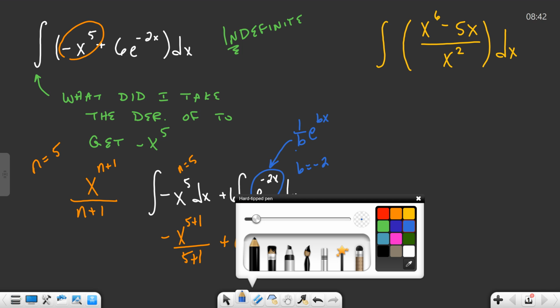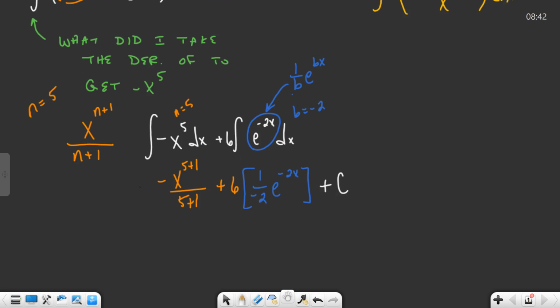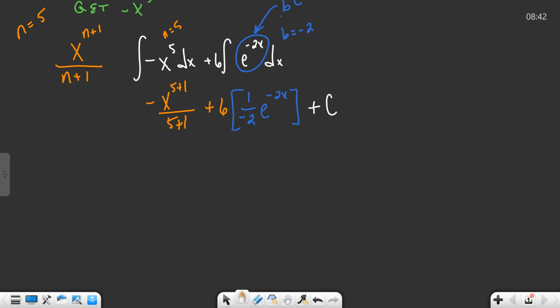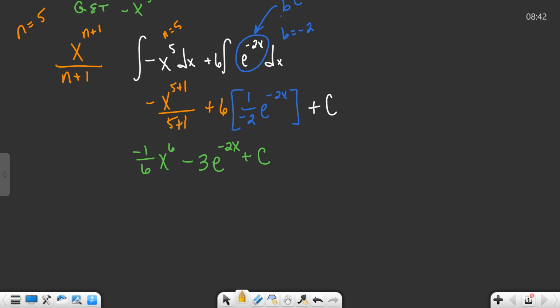And then you're probably seeing this random plus c that shows up, and I'll go over that in just a second. Let's simplify this to make sure that we're on the right track. We're going to have negative 1/6 x to the 6th, since 5 plus 1 is 6. This 6 and negative 2 will cancel to give me a negative 3, e to the negative 2x, plus c. So this c stands for an arbitrary constant, in other words, some random number.